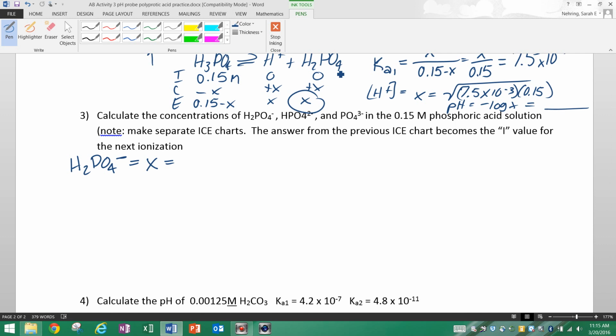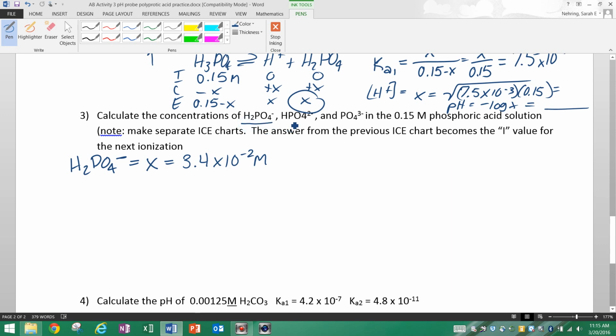Times 0.15. Excuse me as I plug this in my calculator. So what I'm getting is 3.4 times 10 to the negative 2 molar. That's what I got for my X from above. Hopefully we are agreeing on that.